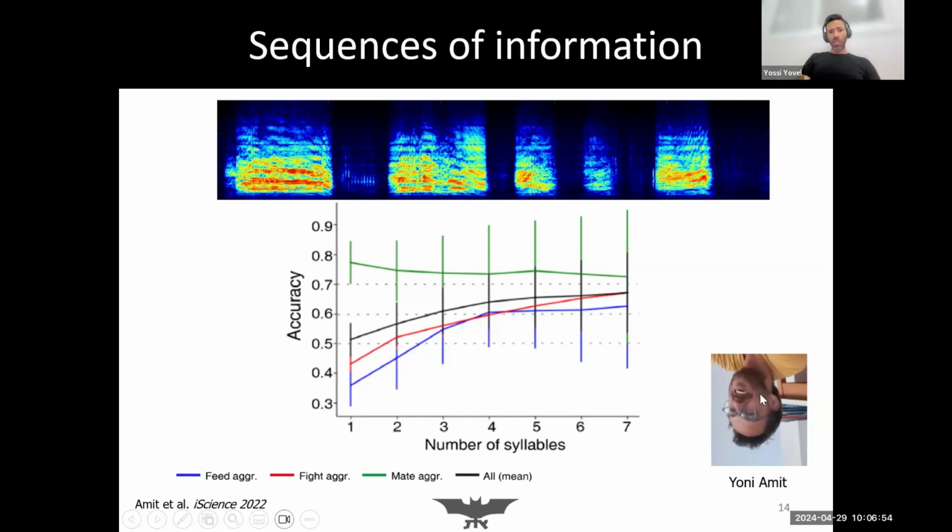So what Yoni here did, another student in the lab, is to ask what is the function of the sequence. And he did use neural networks. He used variational autoencoders, for those of you who know neural networks, and showed that the longer the sequence, the more information, so the more accurate we are, at least for most of the contexts, in predicting what the context is. So the same contexts that you've seen before, but when the sequence is longer, the better we are in predicting its origin.